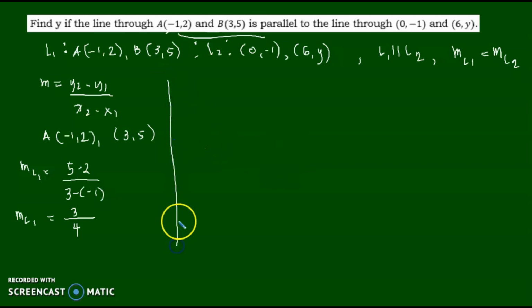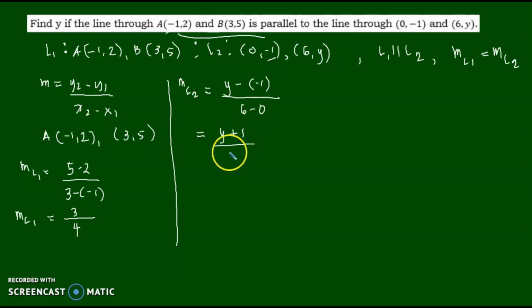How about line 2? So what is the slope of line 2? So slope of line 2, using the point 0, negative 1, and 6y. So that is y minus negative 1 over 6 minus 0. So simplify. So y minus negative 1, this one becomes positive. So y plus 1 over 6 minus 0 is equal to 6.